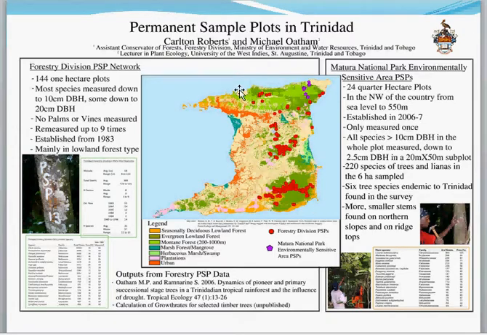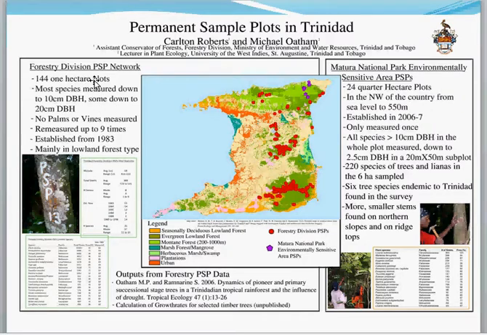species were measured down to 10 centimeters DBH. In the forestry plots, only the timber species were measured down to 10 centimeters DBH. The Forestry Division plots were 1 hectare plots. The Matura National Park environmentally sensitive plots were quarter hectare plots, and only 24 were measured, okay, to try and capture the alpha species diversity within the Matura National Park.